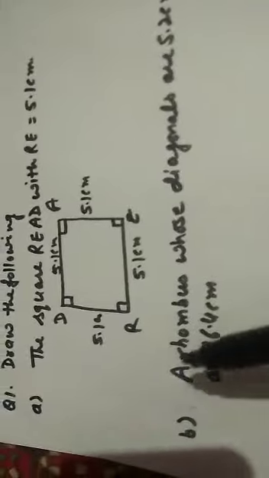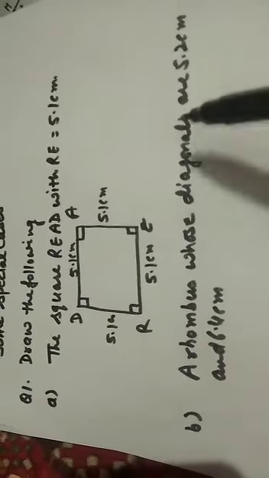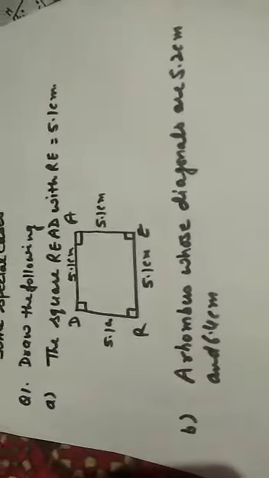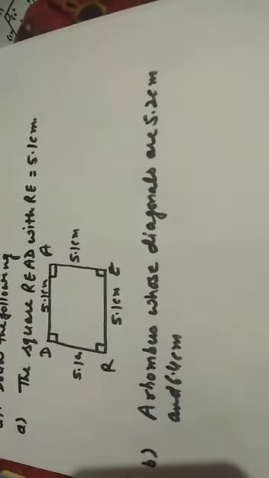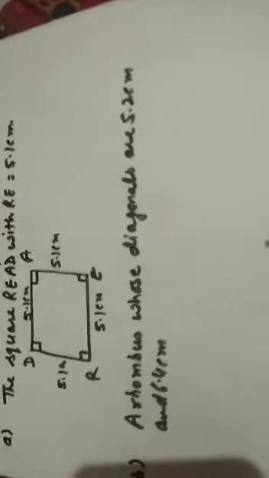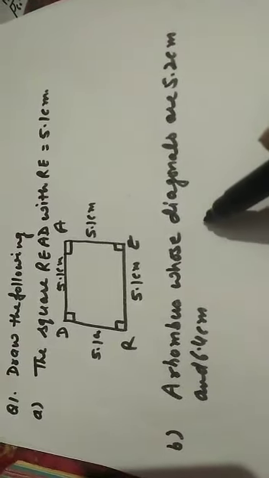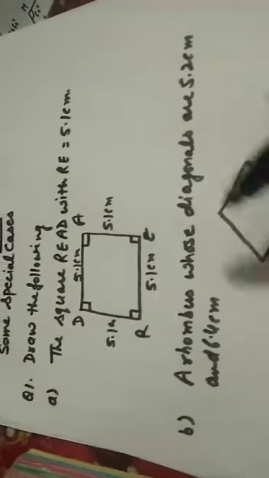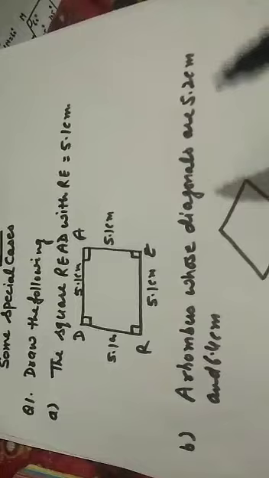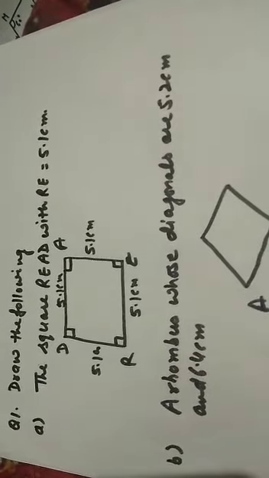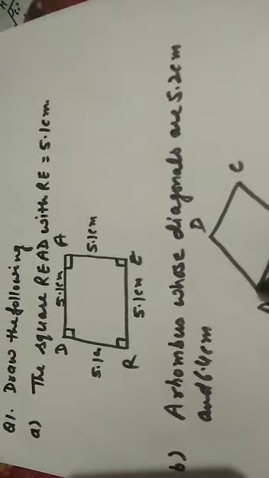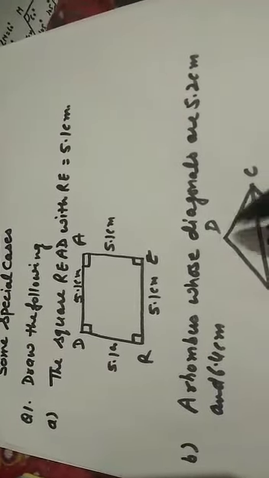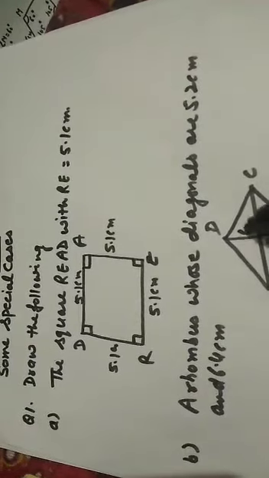Now second is a rhombus whose diagonals are 5.2 centimeter and 6.4 centimeter. Same question you have done in exercise 4.2. It's the third question. You will draw one rough figure first. Rhombus is given. Name is not given. You can use any name. Suppose A, B, C, D. Now its diagonals are given. First diagonal 5.2 and second diagonal 6.4.